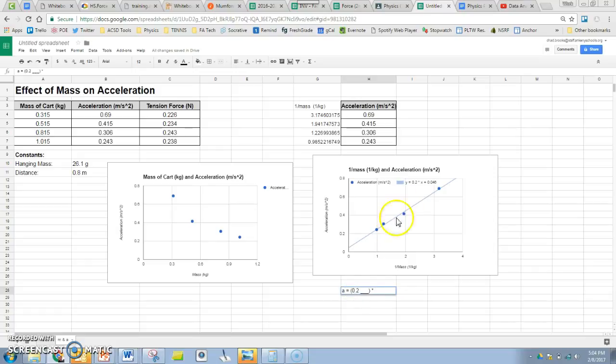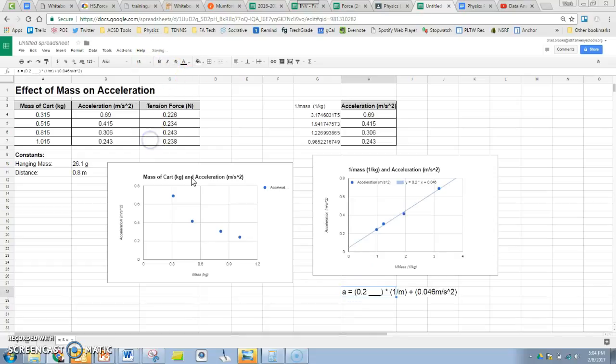Slope times my x values, which are 1 over masses, plus my y-intercept, 0.046. And the units on that are going to be the y units, meters per second squared. All right. So that is our mathematical model. All we have left to do is figure out the units for the slope. So rise over run. My rise units are meters per second squared. My run units are 1 over kilograms.